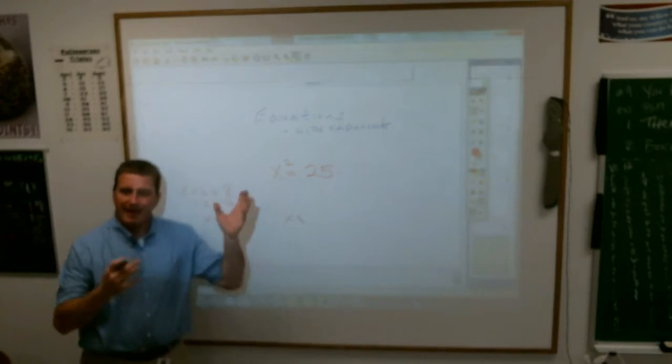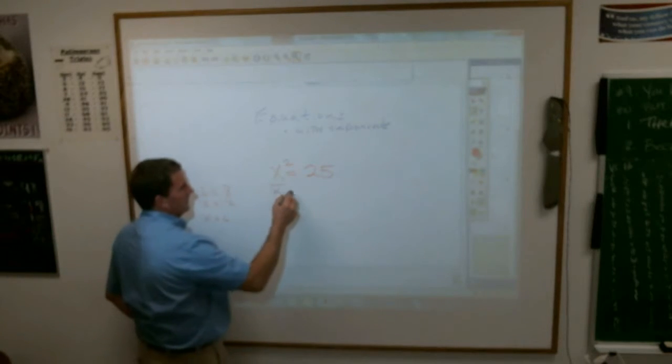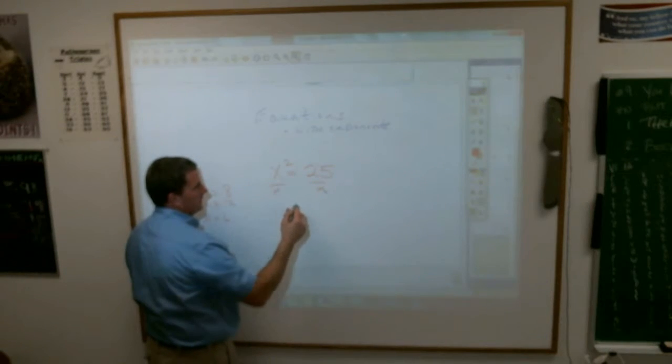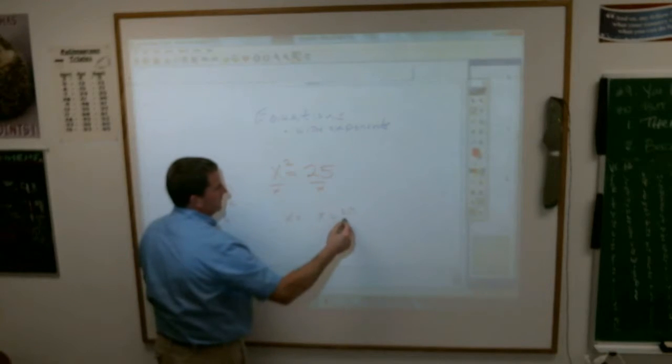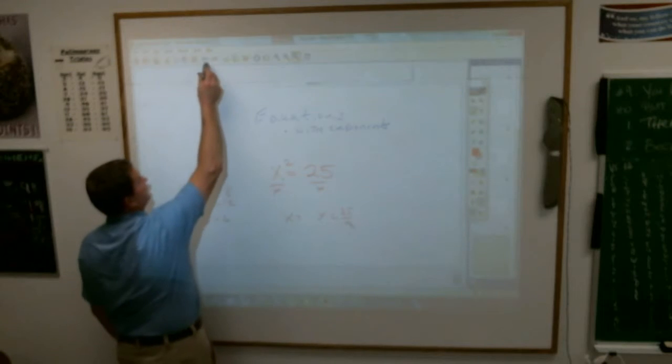What would I have to do to x squared to make it just be an x? Not divide by 2, because that would just be cutting it in half. Kelvin? Would you divide by x? Yes, but that's not going to get me a whole lot. If I divide by x, and I divide by x, I get x to equal 25 over x, and my x hasn't gone away. That's a good thought, though, and it would work kind of-ish.